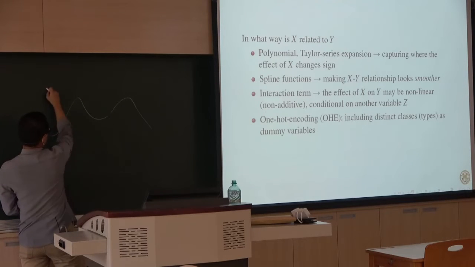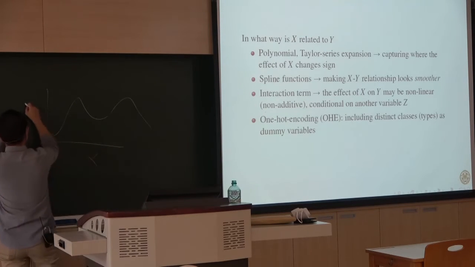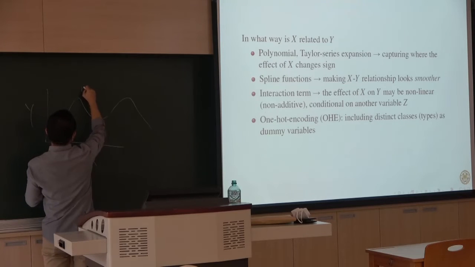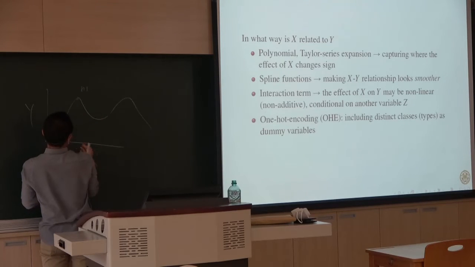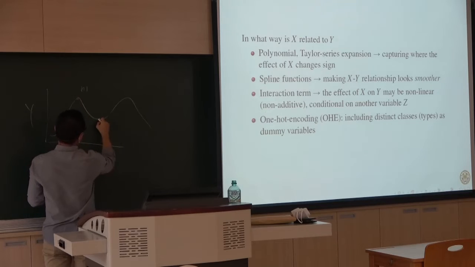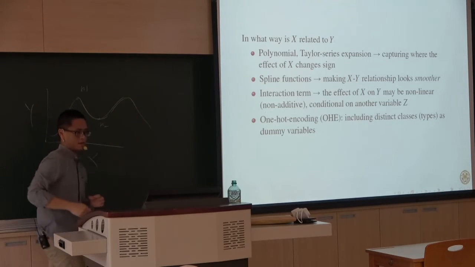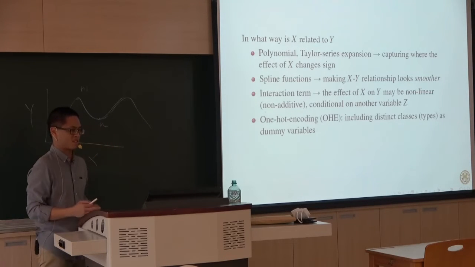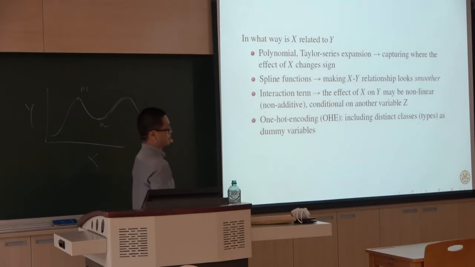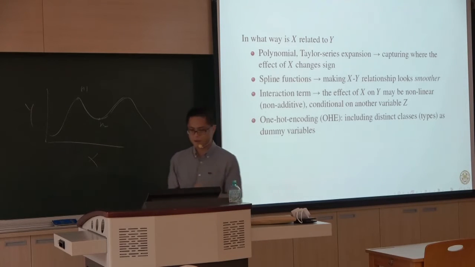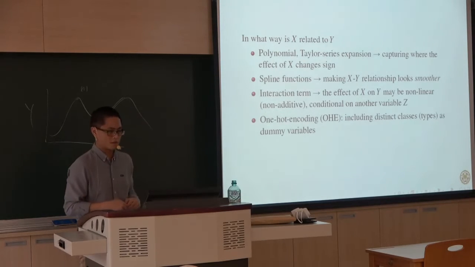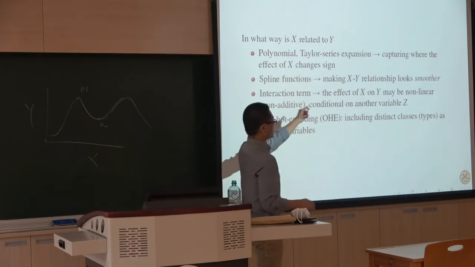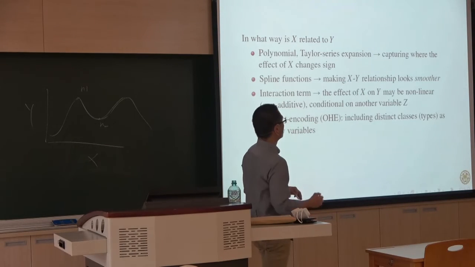Right, you can see, okay, at the first null, the effect of x and y changes sign. At the second one, it changes sign again. Or you might want to use a spline function, which is local regression. So we have polynomial lowess or spline functions, using that to make the xy relationship look smoother.